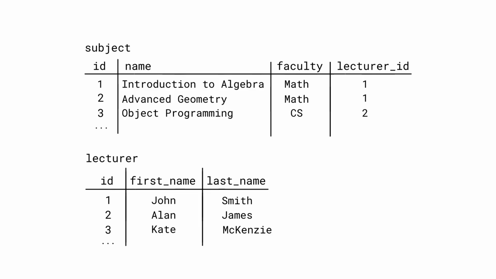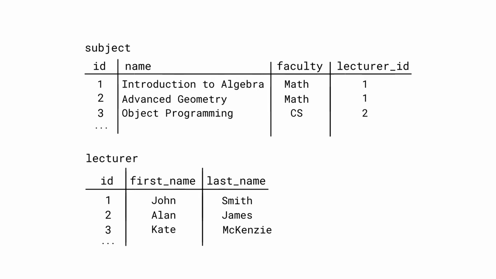In relational databases, information is stored in tables, and one table represents one concept. For example, in your university's database, there will probably be one table with the subjects offered and another table with the lecturers that teach them.